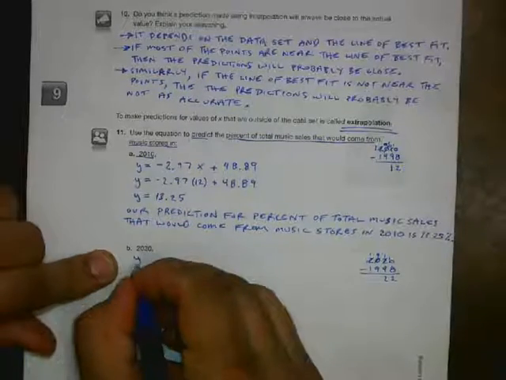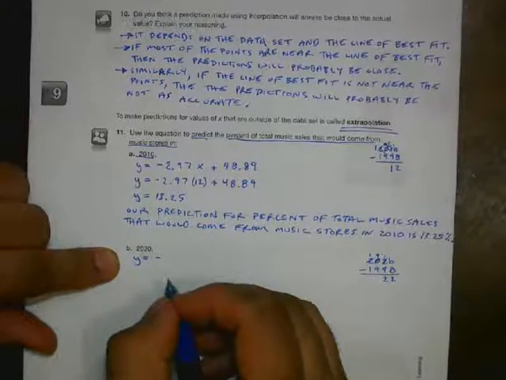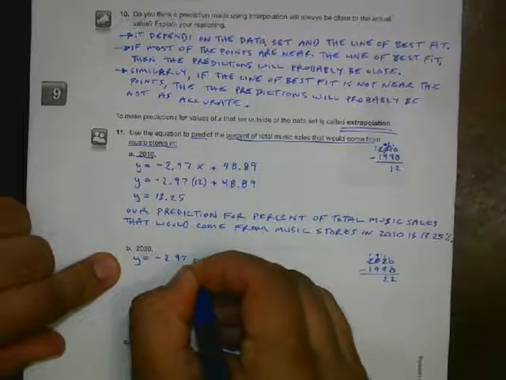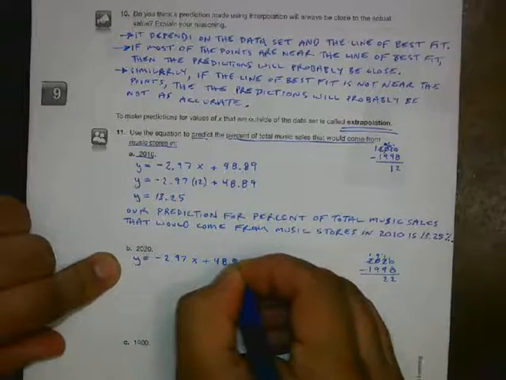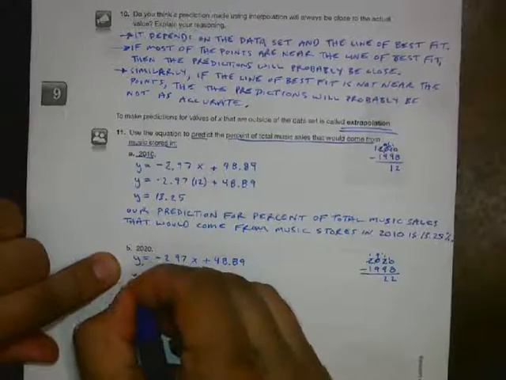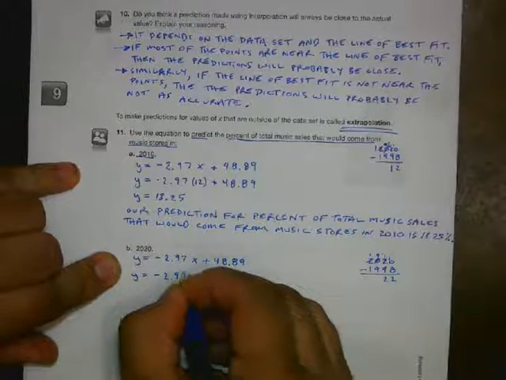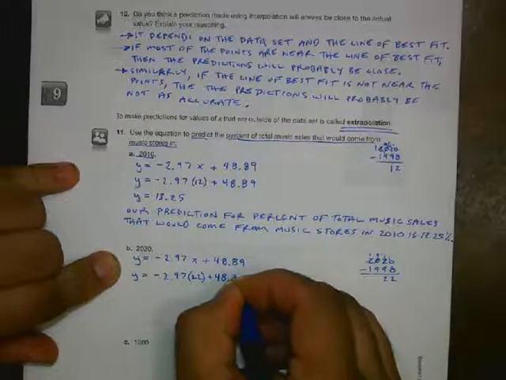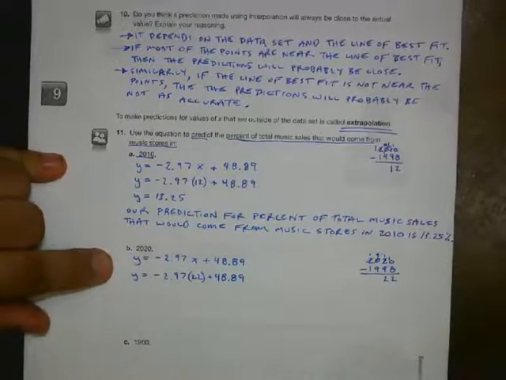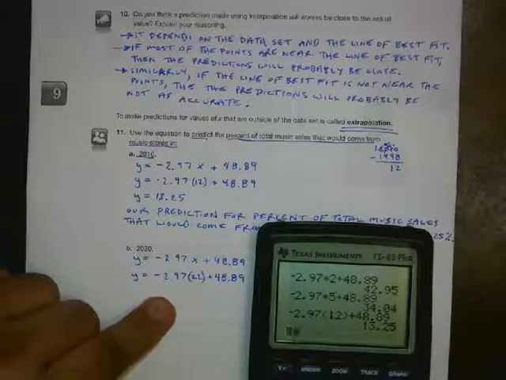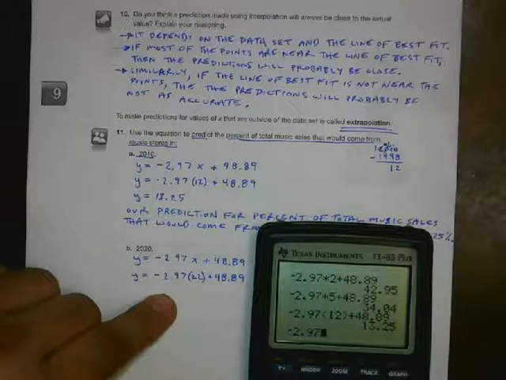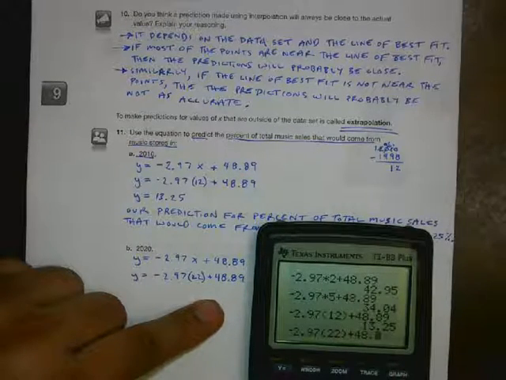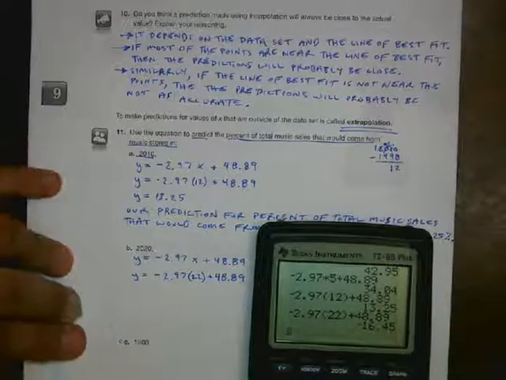So here we go. Y equals, let's write out that equation we derived from number 4. Negative 2.97x plus 48.89. And I'm going to bring it all down. Notice how I stay nice and organized, and I write out each step so I don't get confused. And then we put this all in the calculator. Negative 2.97 times 22 plus 48.89, and we get negative 16.45.